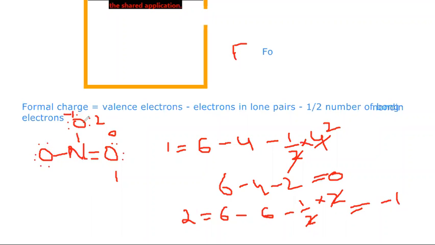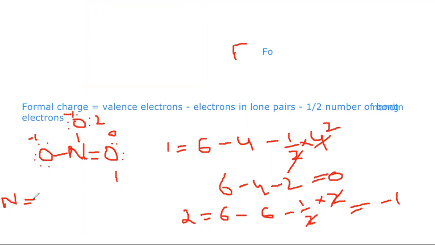And similarly, because this oxygen is similar to that oxygen, of course it would also have a minus 1 charge. Now the nitrogen is left. I'm going to calculate the formal charge for the nitrogen. How to calculate? Again, how many valence electrons are there in the nitrogen atom?